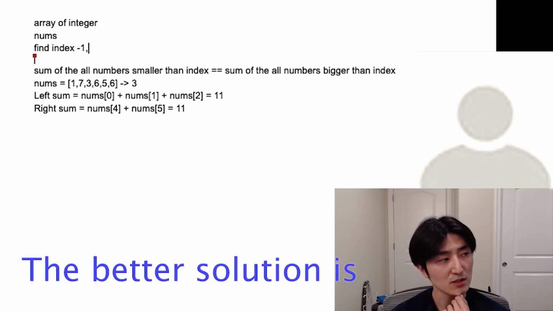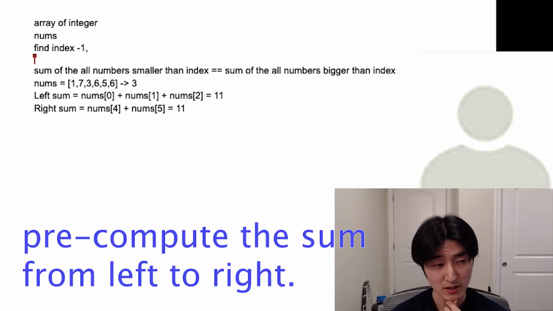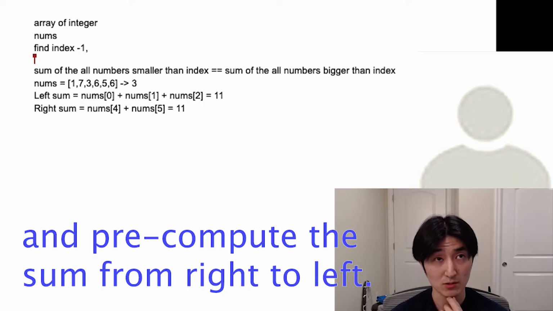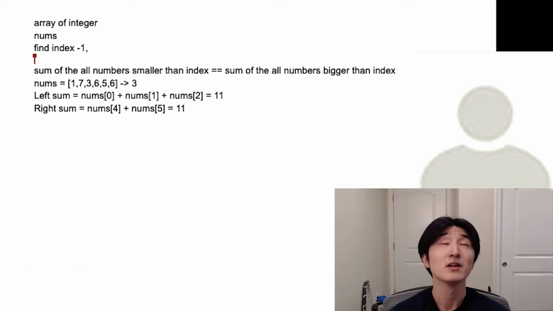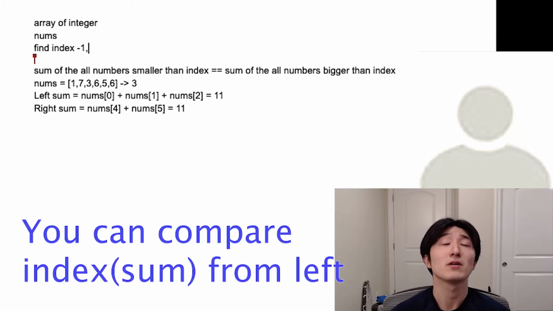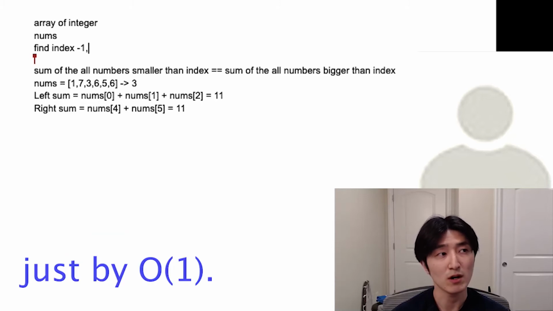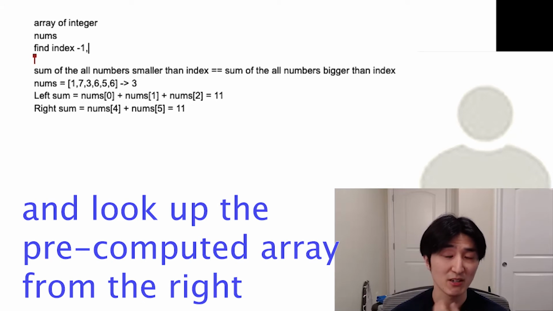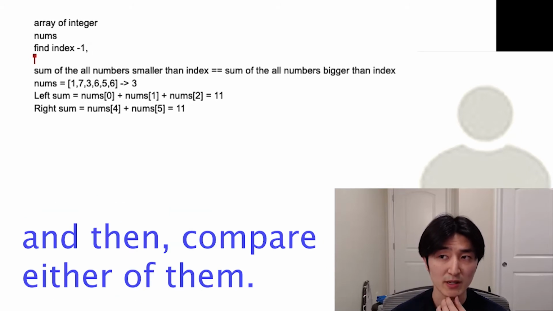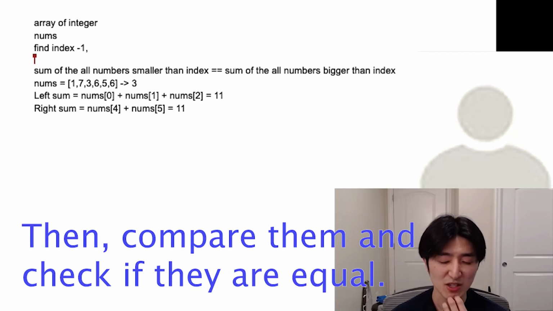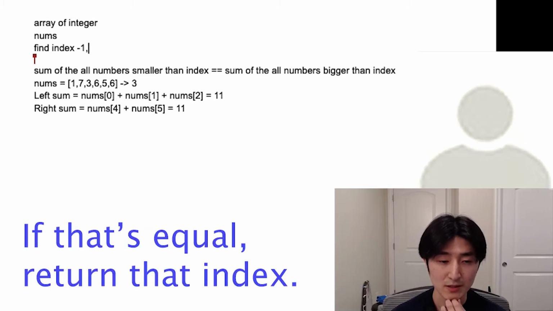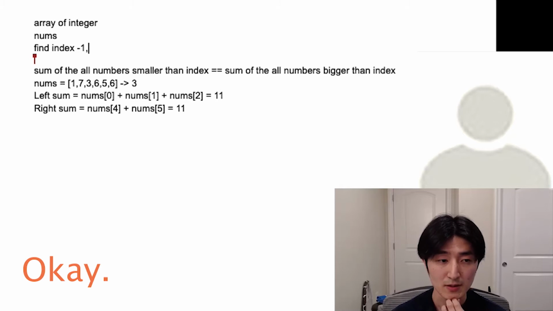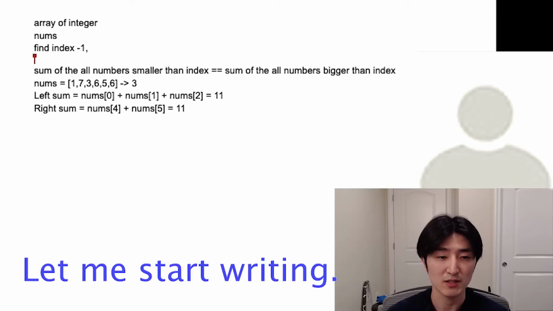The better solution is to pre-compute the sum from left to right and pre-compute the sum from right to left. So that you can compare at each index in O(1), just by looking up the pre-computed array from the left and the pre-computed array from the right. Then compare them and check if they are equal, and if they are equal, return the index. Okay, yeah, let me start writing.